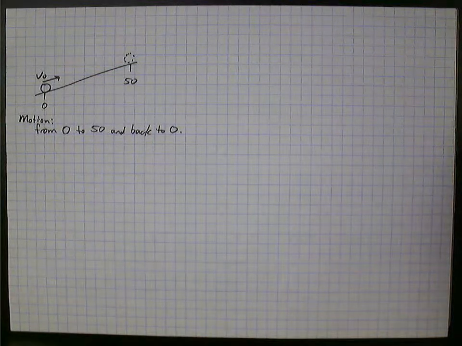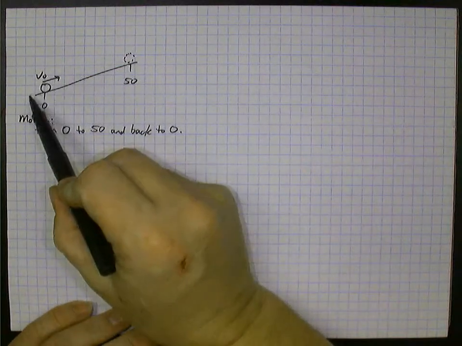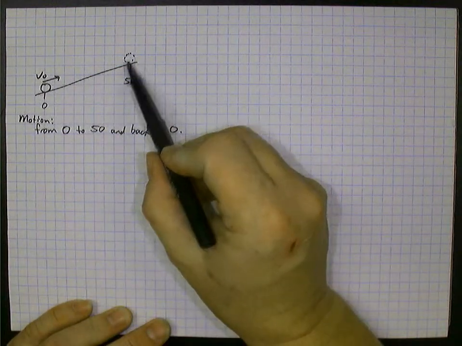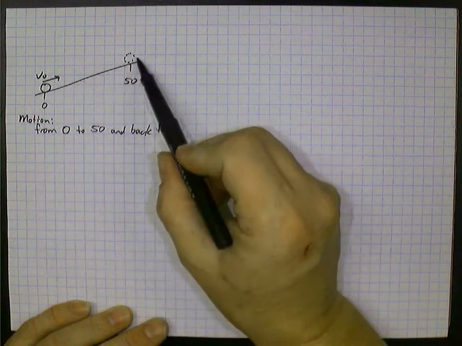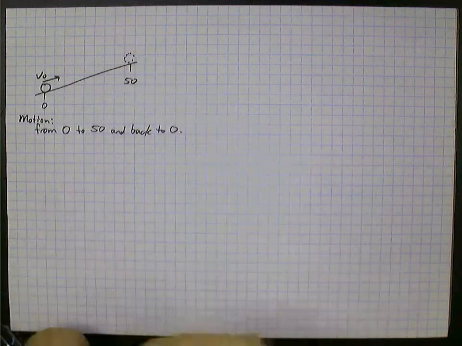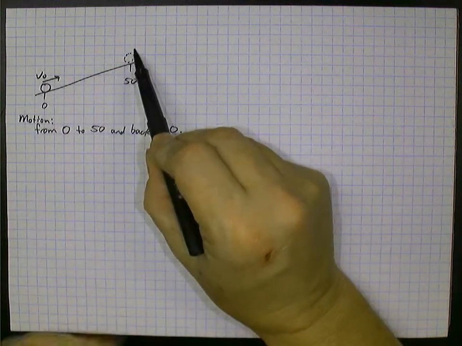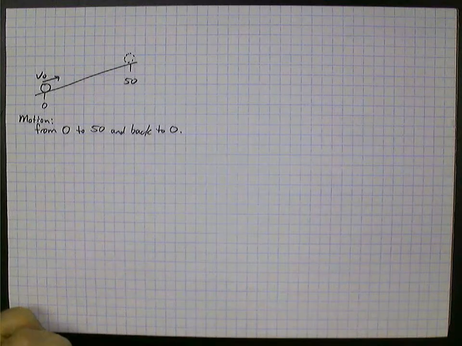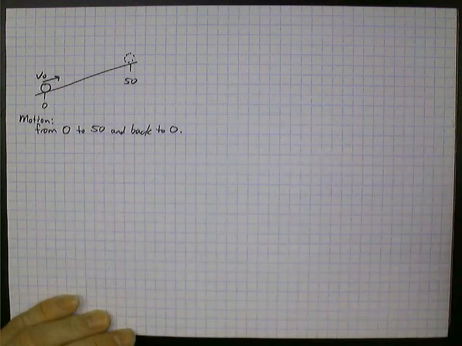In this example, we're going to consider the motion of a ball as it rolls up the ramp, stops at the top momentarily, and then rolls back down. A lot of people say, well, it never really stops. It does, just for the briefest of moments. It has to stop, or it would never be able to go back the other direction from what it came from. So we're going to consider the motion from 0 to 50 and then back to 0 again.